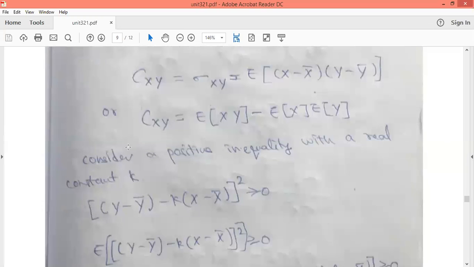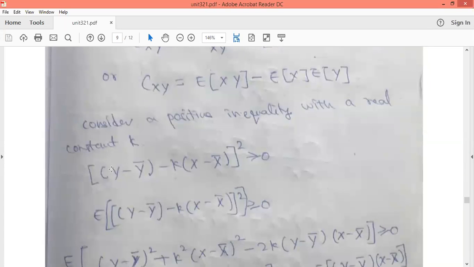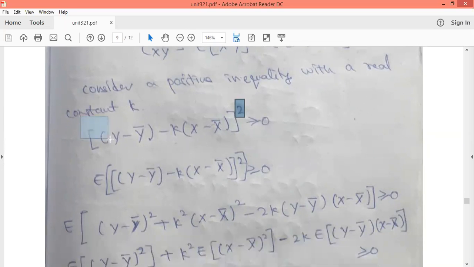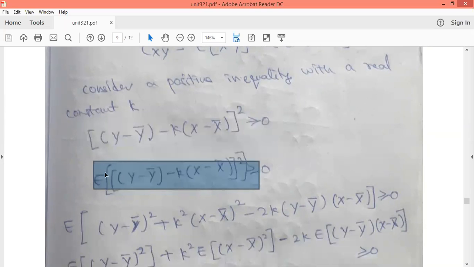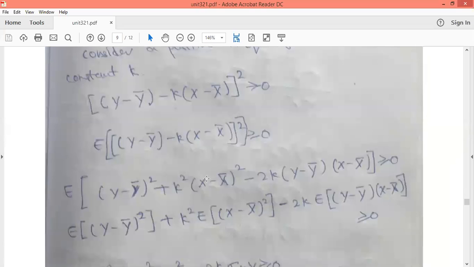Now, what have we done? We have taken a positive inequality with a real constant k. The expression is (y minus y bar minus k times (x minus x bar)) whole square. Since there is a square here, it will always be positive. Since this value is positive, its expectation is also positive. So the expected value of (y minus y bar minus k(x minus x bar)) whole square will always be greater than or equal to 0.